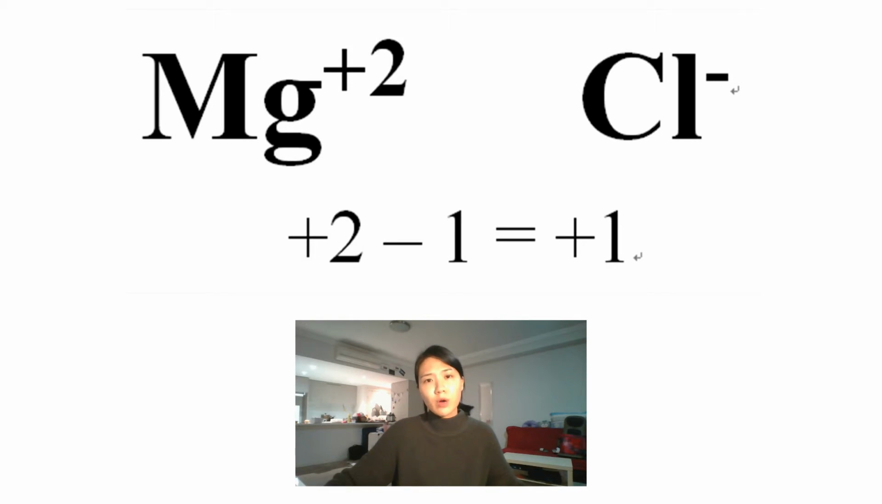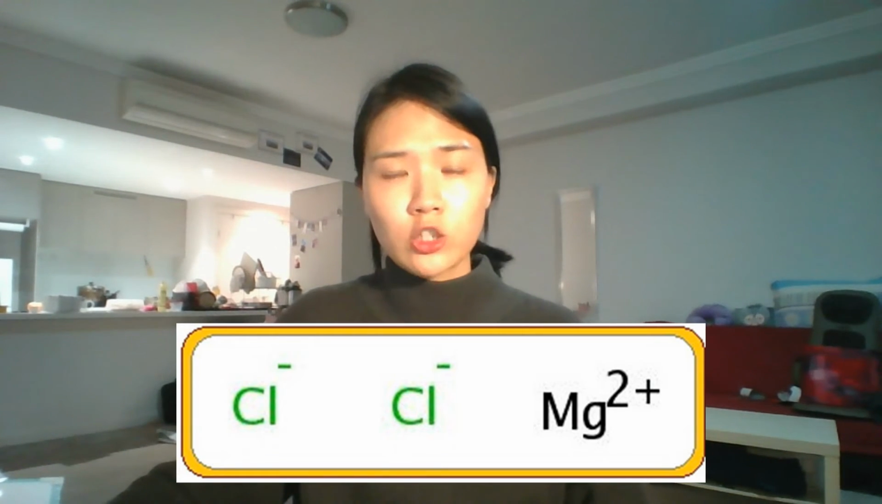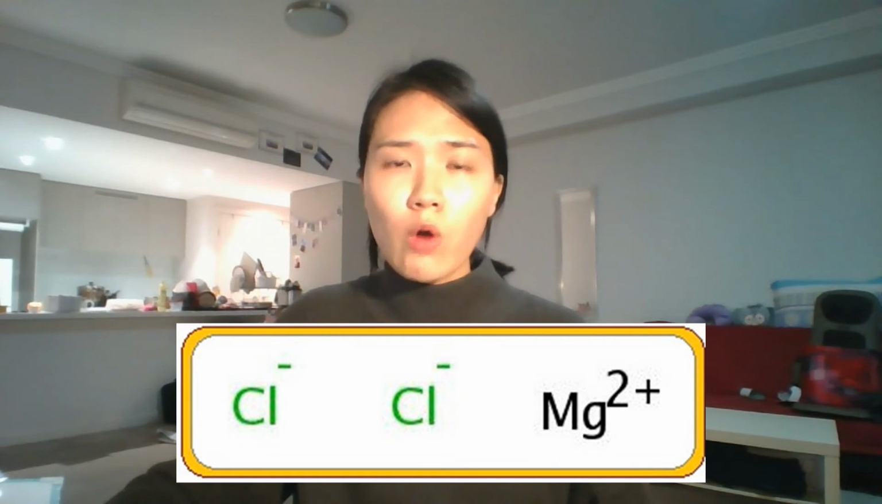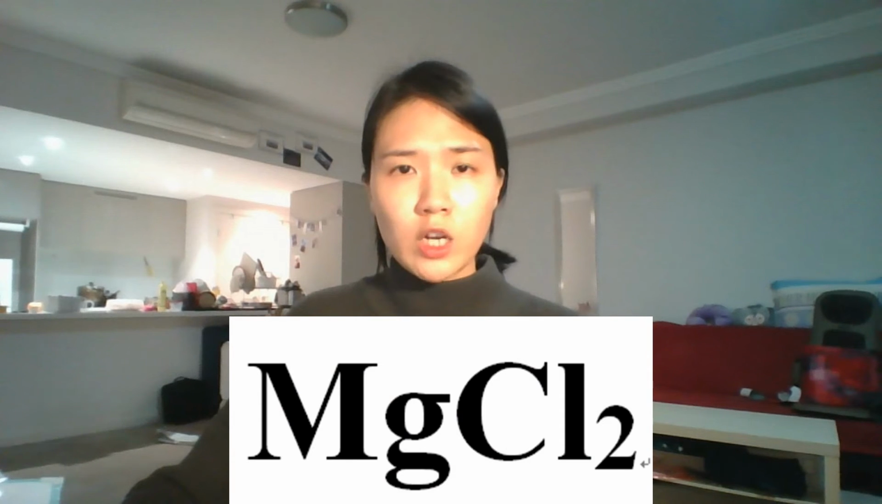What if now you have a positive 2 charge ion like magnesium and you still have the same negative 1 ion like chloride ion? Now 1 each of them cannot make a neutral compound, because positive 2 minus 1 equals positive 1. So you need 1 more negative charge to balance out that remaining positive 1 charge. So overall you need 2 chloride ions for that 1 magnesium ion.